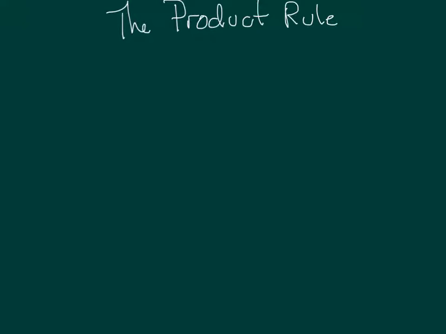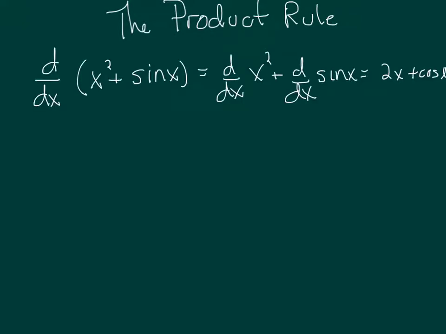Now, we've looked at derivatives already, and we've seen that when we are adding two terms together and we take the derivative, we simply take the derivative of each term, like this. And so if you took the derivative of x squared plus sine x, you'd simply take the derivative of each term. So you'd get 2x plus cosine x. And if we were subtracting terms, the same thing would happen.